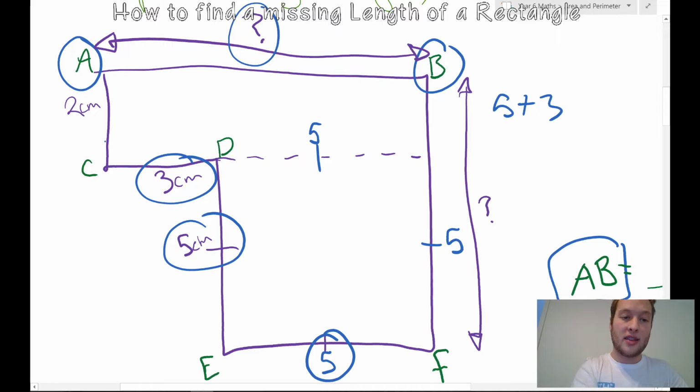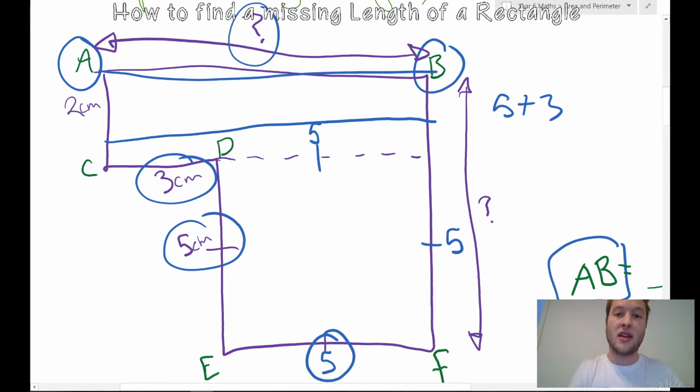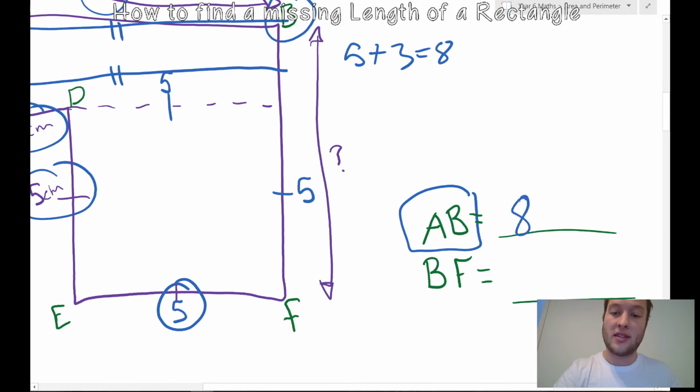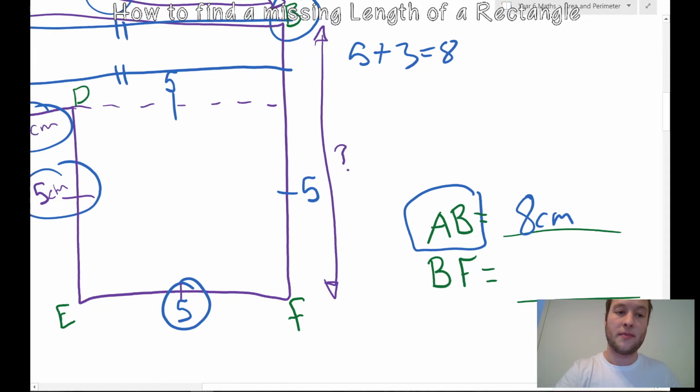And I can see that this line would be the same as this line because they're opposite each other. It would be like me doing this. They'd have to be the same because they're adjacent. So that gives me 8. So I know this A to B is 8 centimeters.